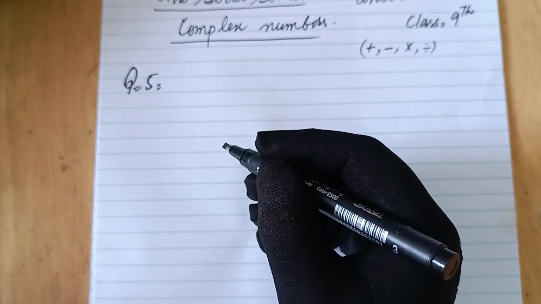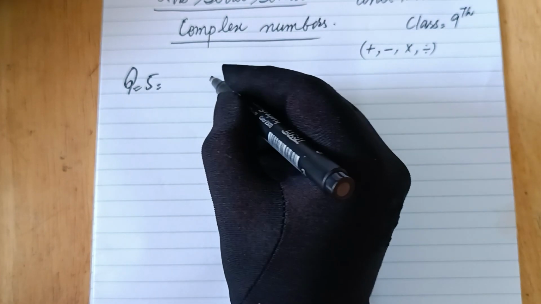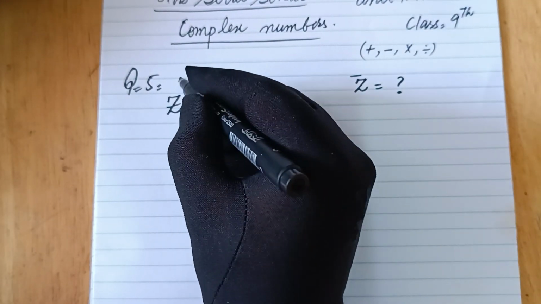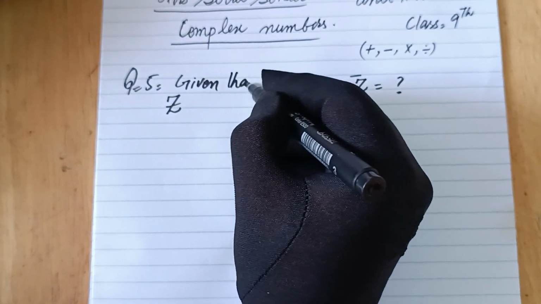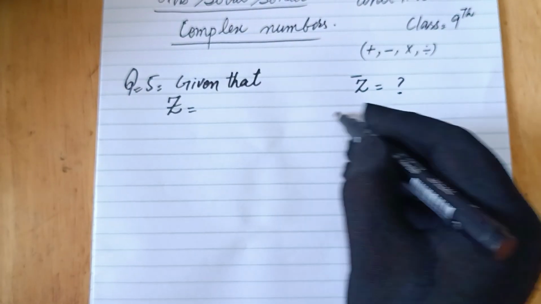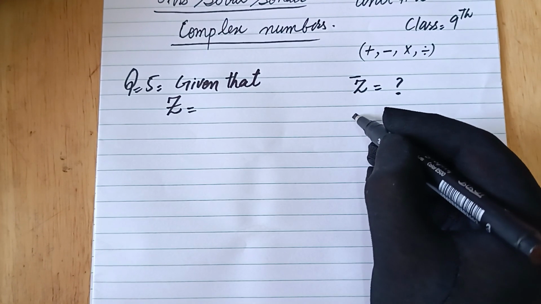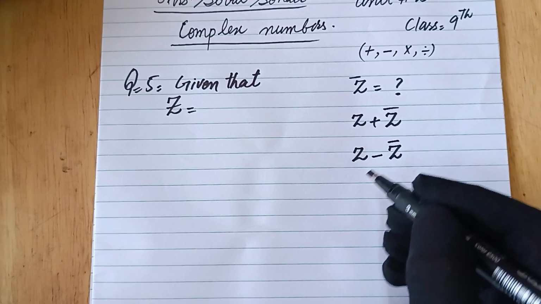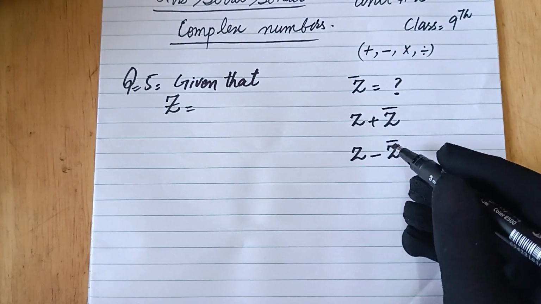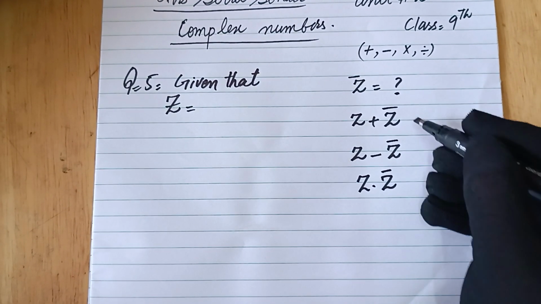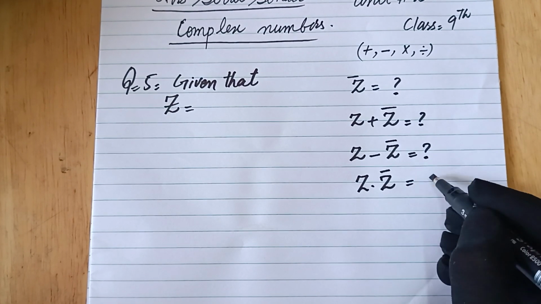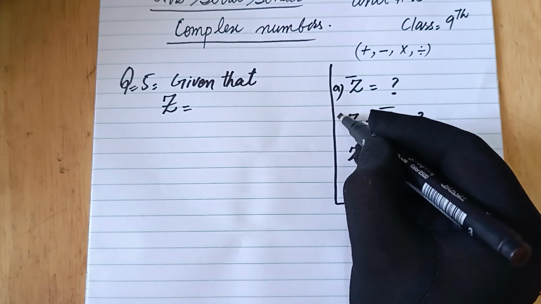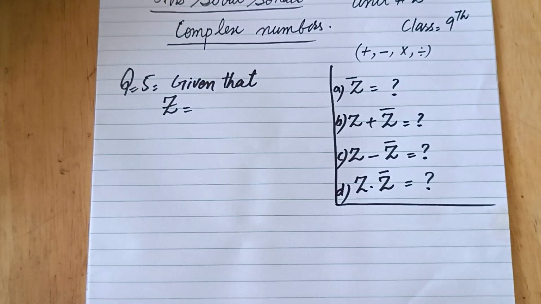They said to apply, means find out, given that z is this one, I take a random number. So take the conjugate of the number, add the number to its conjugate, subtract the conjugate from that complex number, and multiply the complex number by its conjugate. Find out all these cases: this is the first case, second case, third case, and fourth case.